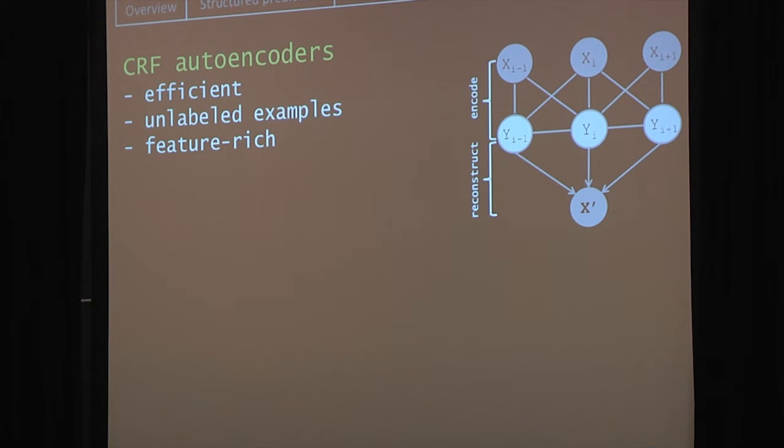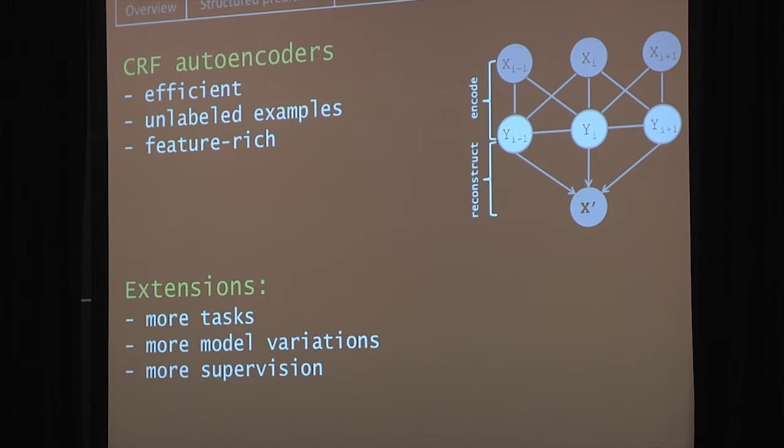So in conclusion, CRF autoencoders allow us to efficiently learn from unlabeled examples in structured prediction problems where feature engineering plays an important role. We're currently working on a few extensions, trying to characterize the class of structured prediction problems which can benefit from CRF autoencoders and adding more supervision in the form of labeled examples or soft constraints. So stay tuned.